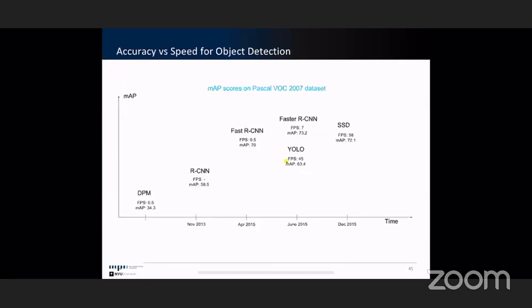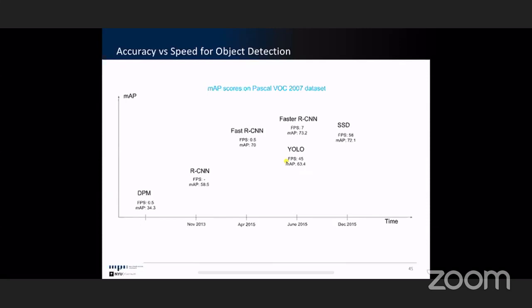But before we go forward, now let's look at the mean precision scores on Pascal VOC 2007 dataset for our modern algorithms. So, DPM was at 0.5 FPS, and its mean average precision was 34.3. Then came RCNN. RCNN was really slow, right? So there's no FPS written for that.